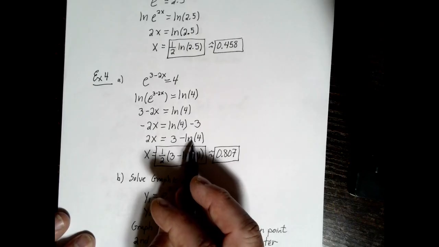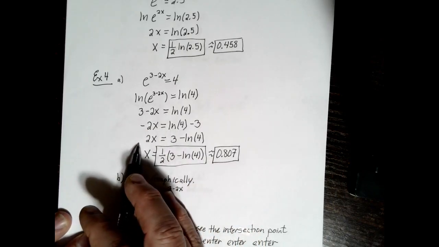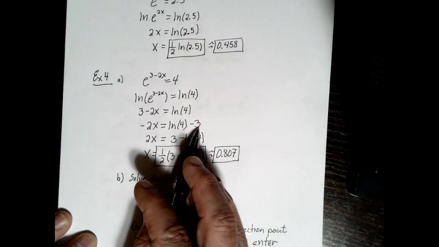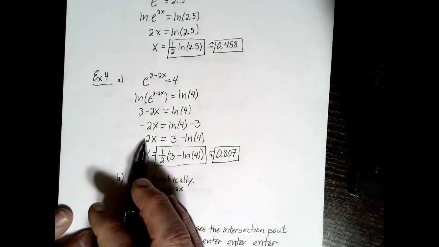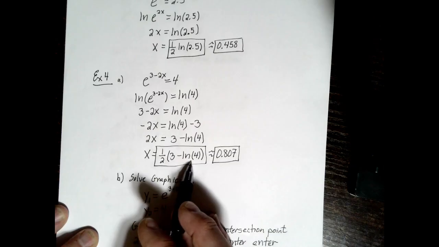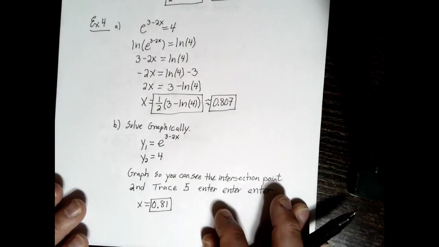When you multiply by -1, the left changes sign and the right flips the order. From ln of 4 minus 3, it becomes 3 minus ln of 4. And now you just multiply everything by 1/2 to get rid of the 2, and you end up with this. This is your exact answer, and that's your approximate answer.